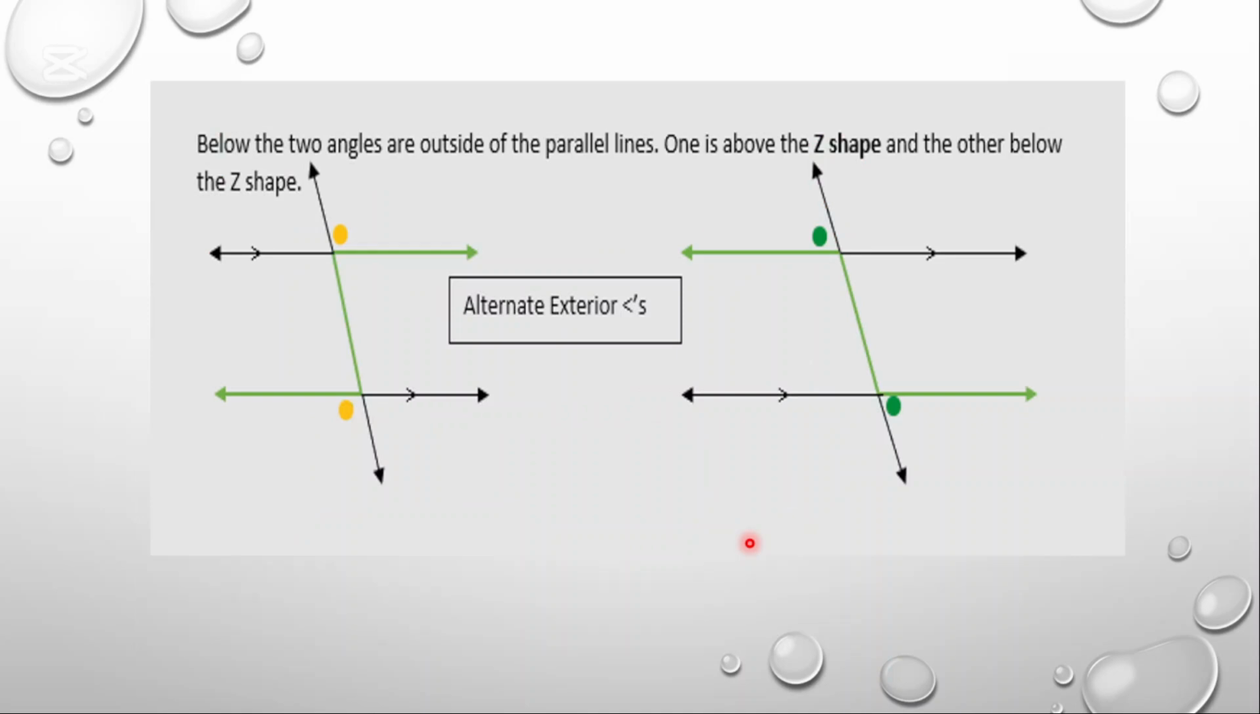Now, below the two angles, or here below, we have two angles that are outside the parallel lines. Look here, over there and over there. So we call them alternate exterior angles. Alternate exterior angles. Right. Then we get our alternate interior angles. This one and that one. Or that one and that one over there.